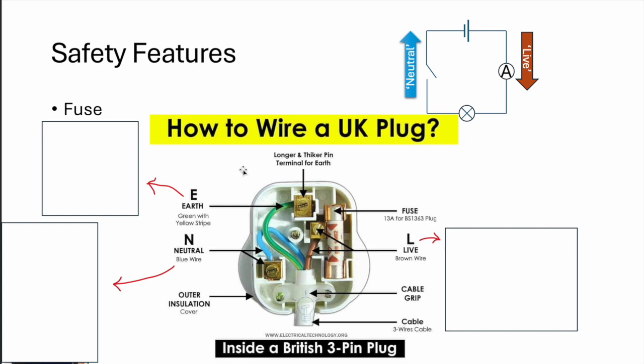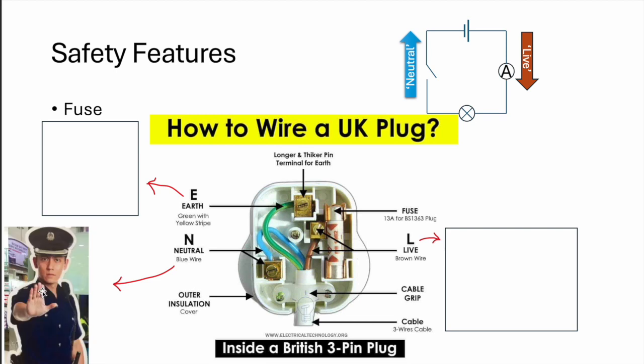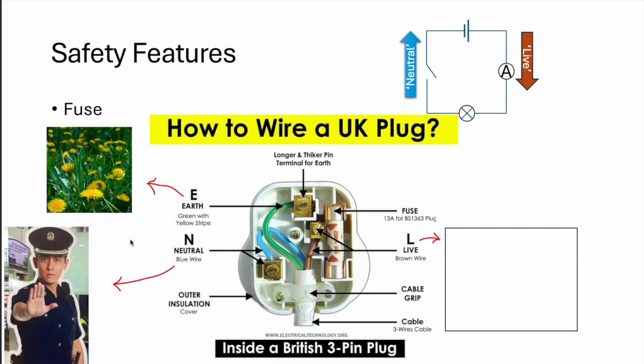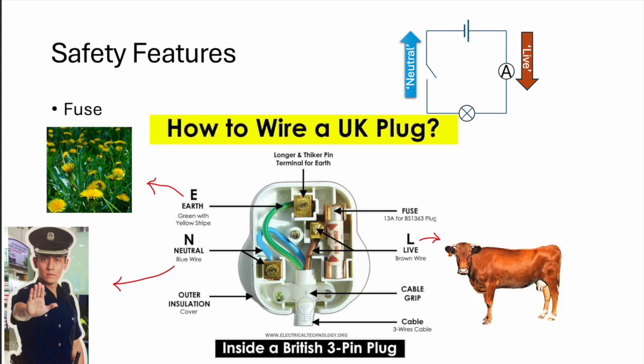Okay, so once you open the back cover, you can see there are 3 points over here, very easy to remember. In Singapore, we have this MRT line called the North East Line, NEL, right? So N stands for neutral, and for neutral, you think of policemen, they wear blue uniform. E, you think of earth, there's grass, there's flowers, so it's green and yellow. And L is live, brown, you think of a brown cow, they are alive, right? So it's brown in color, and the fuse is attached to the live pin.